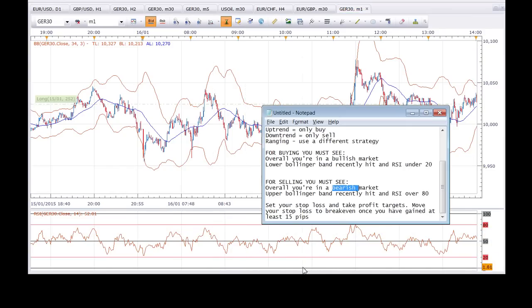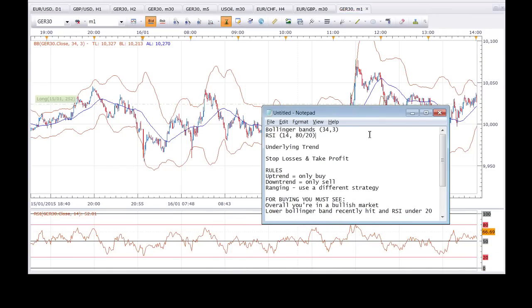So, the indicators themselves, as we know, are the Bollinger Band and the RSI. These are the levels you'll need to choose. So for the Bollinger Band, you're going to set yourself a 34 and 3. The default is 20 and 2. So we're going to change those numbers.